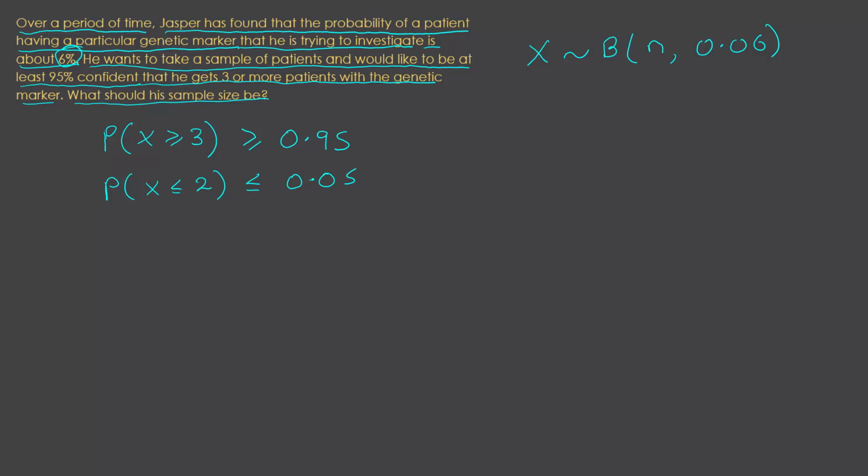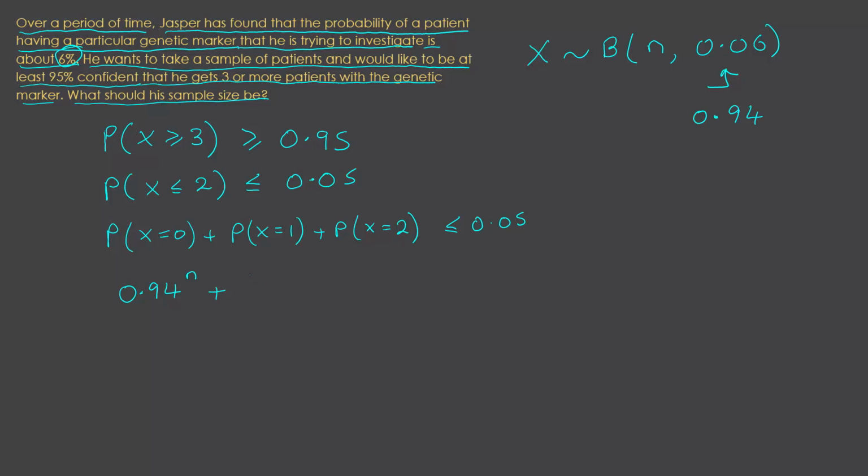So let's go back to where we were. We'd already discussed the fact that that means the probability X equals 0 plus the probability of X being 1 plus the probability of X being equal to 2. That has got to be less than or equal to 0.05. Now we know the probability of success is 0.06, which means the probability of failure is 0.94. So for X to be equal to 0, that means that we had no successes. That must just be 0.94 to the power n.